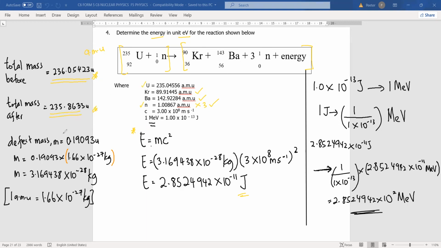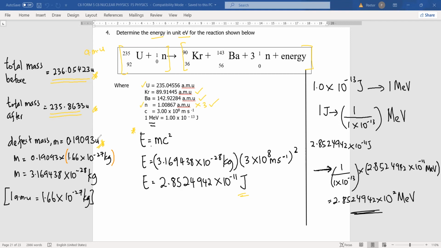Next, how to find the mass defect? The mass defect will be the total mass of this minus the total mass of this. So this minus this gives the mass defect. The mass defect will be this. Clear? So we get this now.